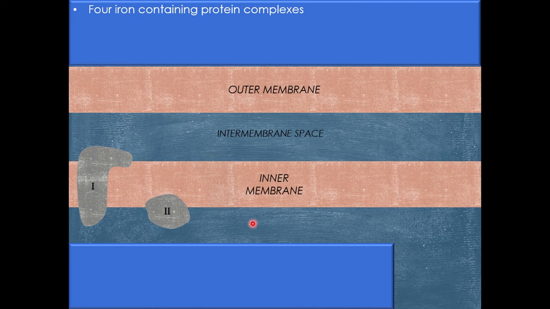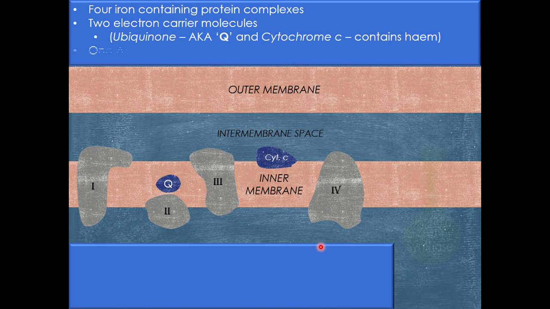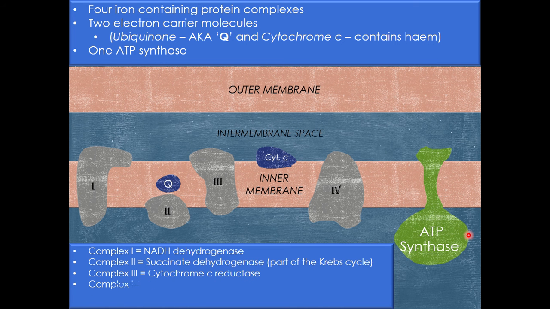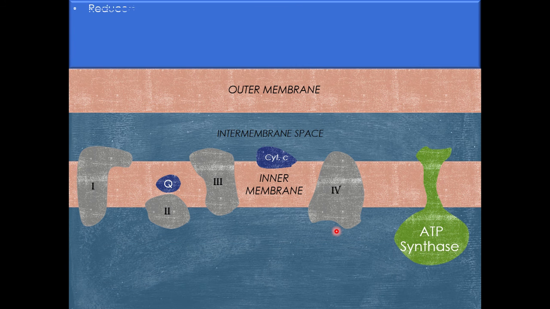All you need to know is complex 1, 3, and 4 exist. And I'll let you go through the rest of it at your own leisure. You also need to know that ATP synthase exists. The rest of it you don't really need to know. So again, you can read this in your own time on the PowerPoint. I'm just going to skim through it.